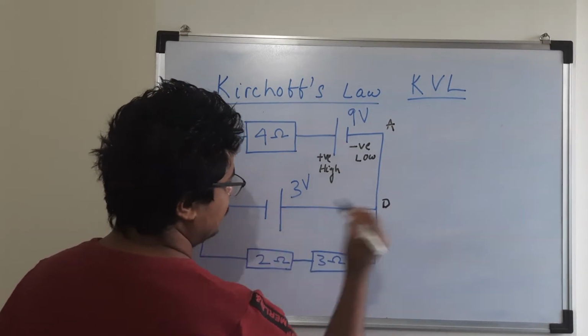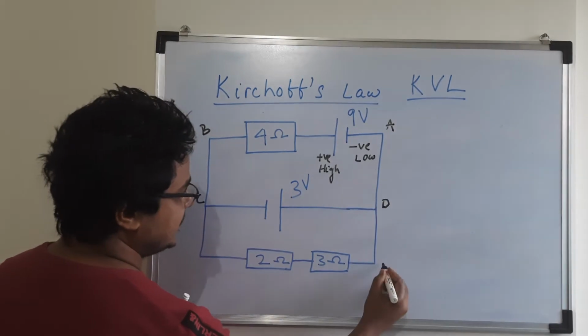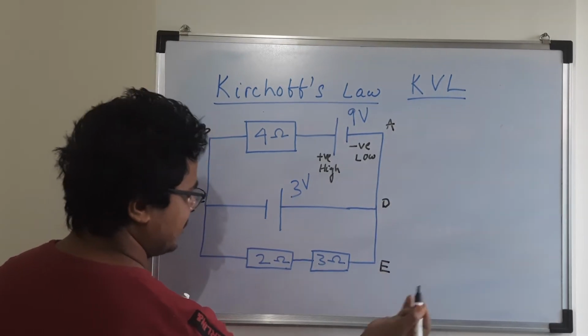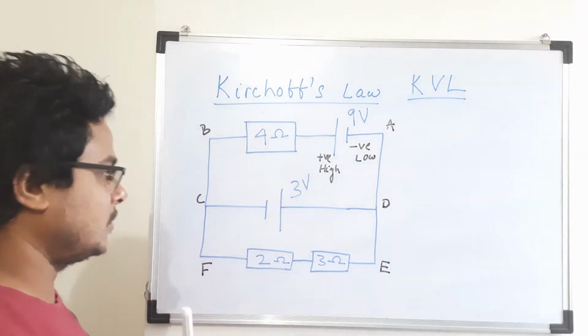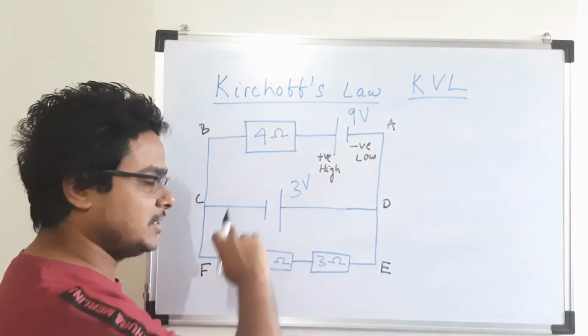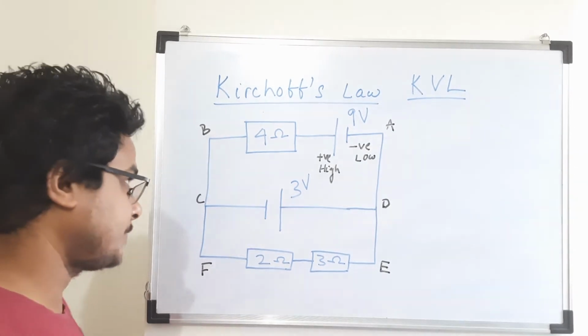You can see one loop I consider, right? Similarly, we can just consider C, D, and then E, F, whatever order you can take. There is no restriction to the order that you are naming it or that you are referring to in any circuit diagram. It is up to you, right?